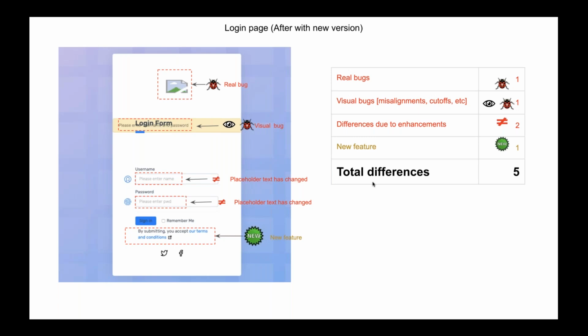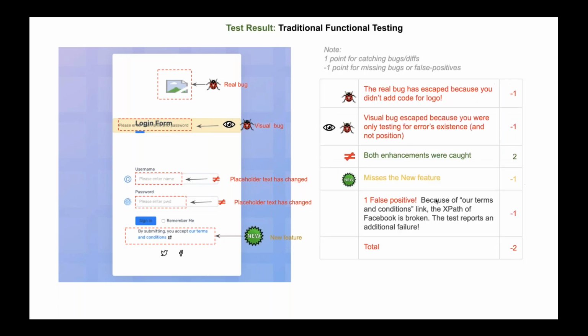So now there are a total of 5 differences in this page. This is the new version. If you take the code that I wrote earlier and run the same test against the new build, this is the result that you're going to find.